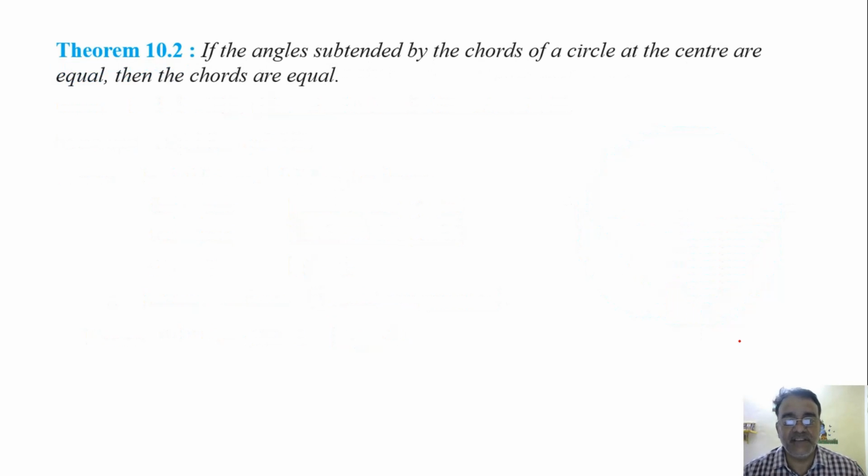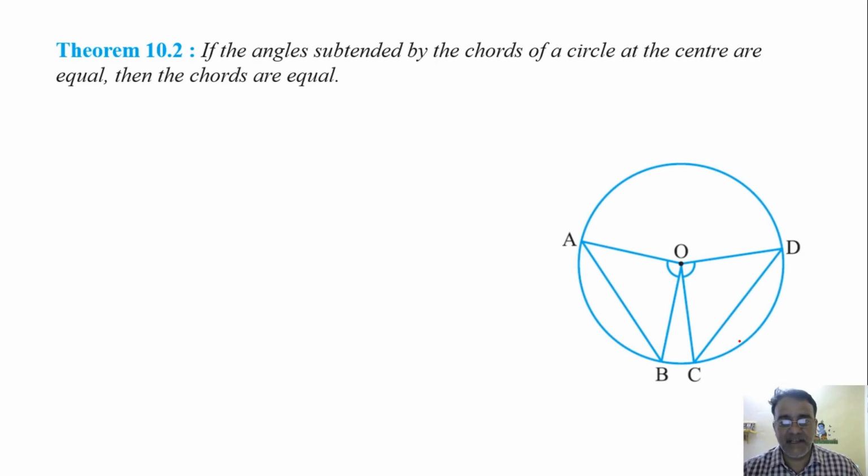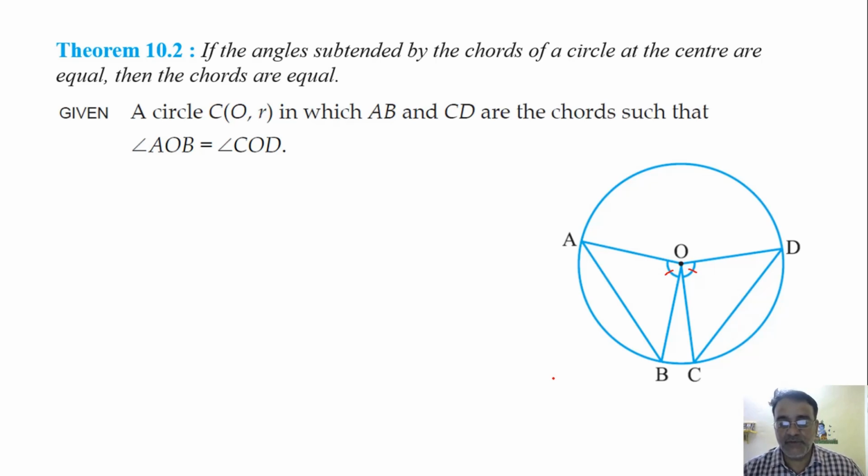Now we'll move toward the second theorem, the converse of 10.1. If the angles subtended by two chords at the center are equal, then the chords are equal. So same diagram. Now here these two angles are given equal. Angles subtended at the center are equal, it is given. And what we have to prove? Chords are equal. That means AB is equal to CD we have to prove.